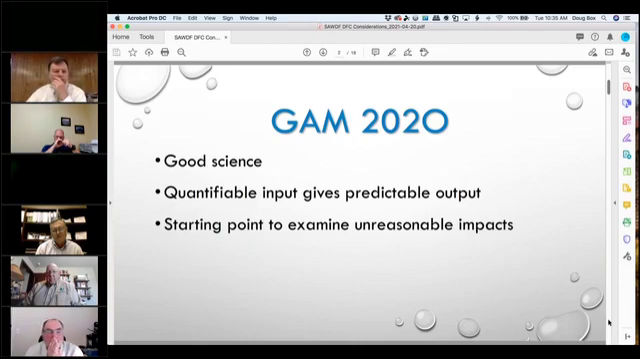And so, as I presented back in February, I believe, was to talk about the GAM 2020, the new GAM 2020, good science, quantifiable input. I know that's what y'all need, but we want to emphasize that it's a starting point to examine unreasonable impacts. So next slide, please.